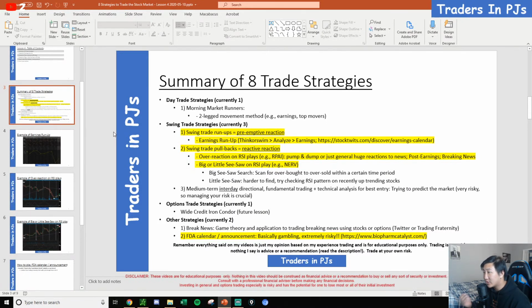And then other strategies: breaking news. I've talked about this several times. It's just catching news as early as possible. I find Twitter or Trading Fraternity to be very helpful sources for this. And then you try to catch the movement before it actually happens, right?